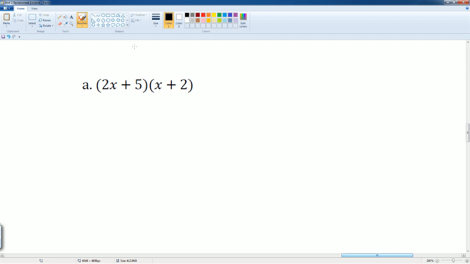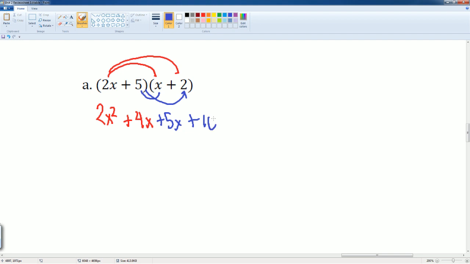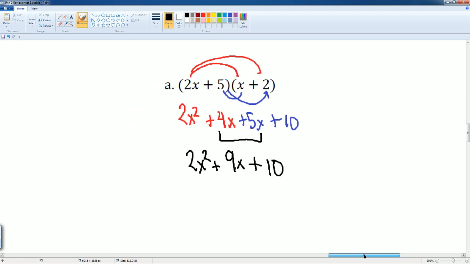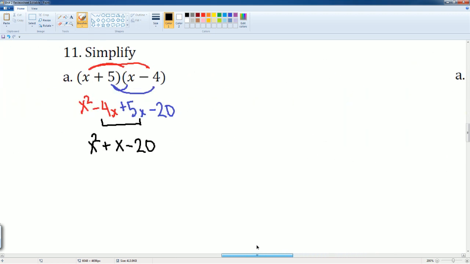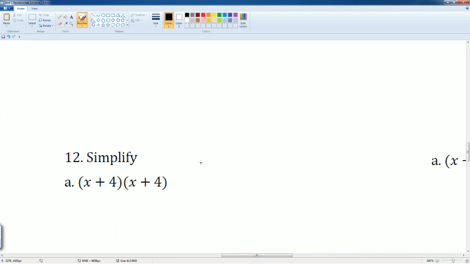And this is our last one. Let's just distribute. 2x times x gets you 2x squared. 2x times 2 gets you 4x. Then you have the bottom. 5 times x gets you 5x. 5 times 2 gets you 10. Are there any like terms? Yes, it would be these two down here. And that becomes 9x. Bring everything else down. 2x squared plus 9x plus 10. All right, great job if you got all three of those. Then lastly, we have our 12.